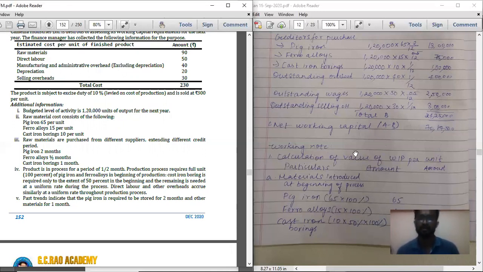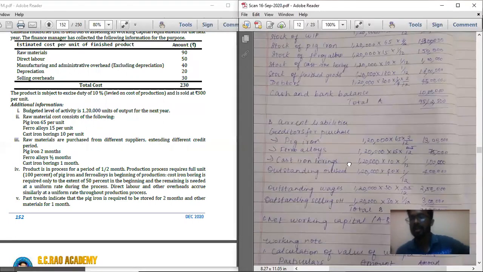So below that capital C, net working capital. Open a bracket, capital A minus capital B. Now close the bracket. Now calculate what is the current assets.